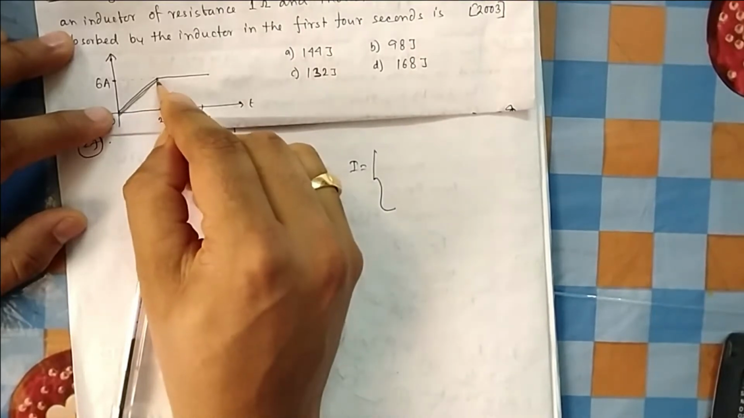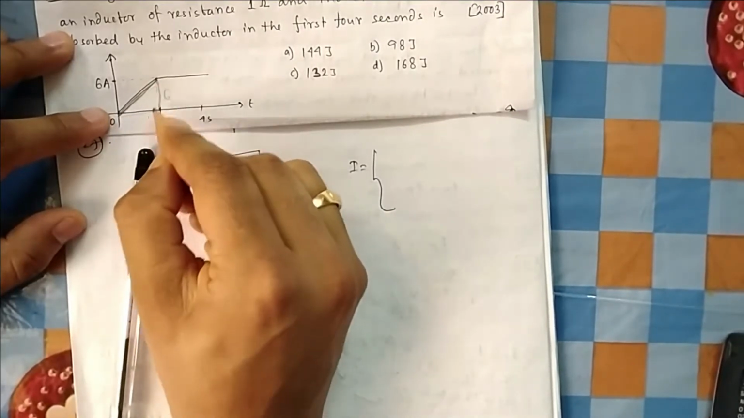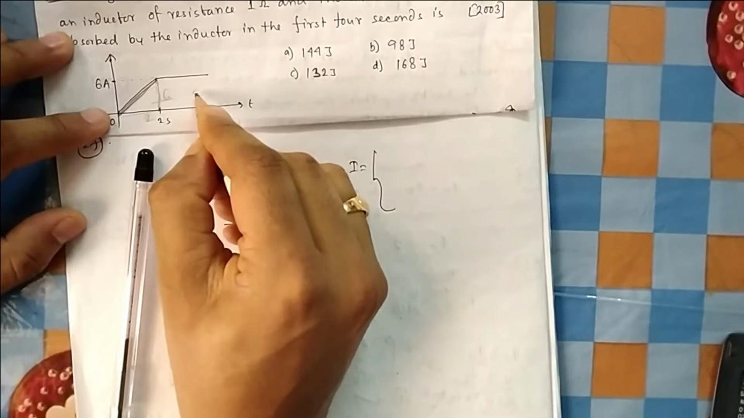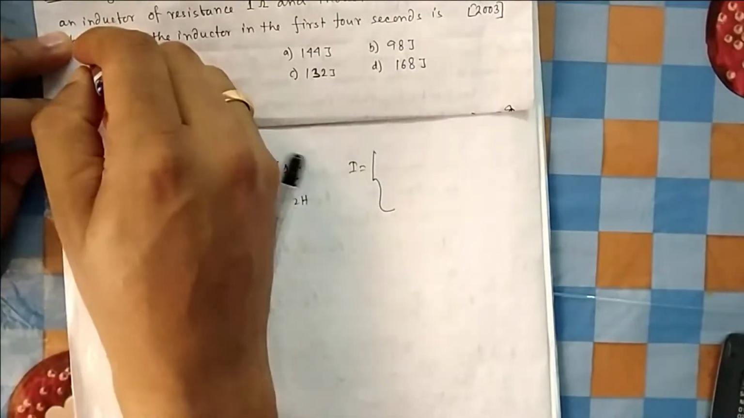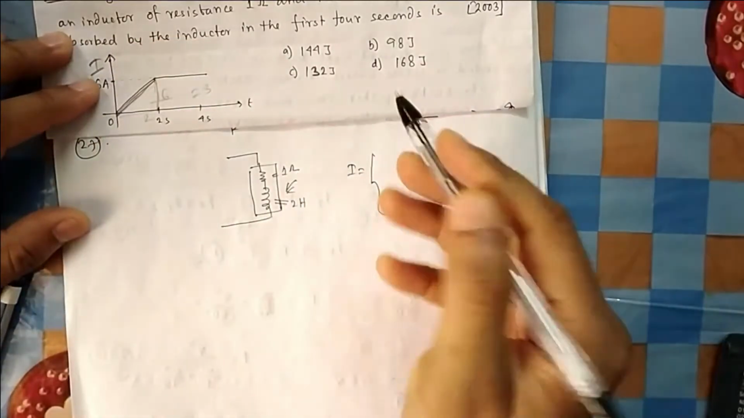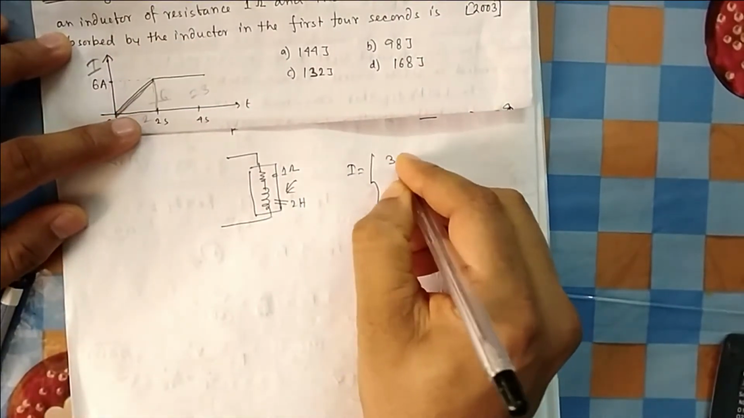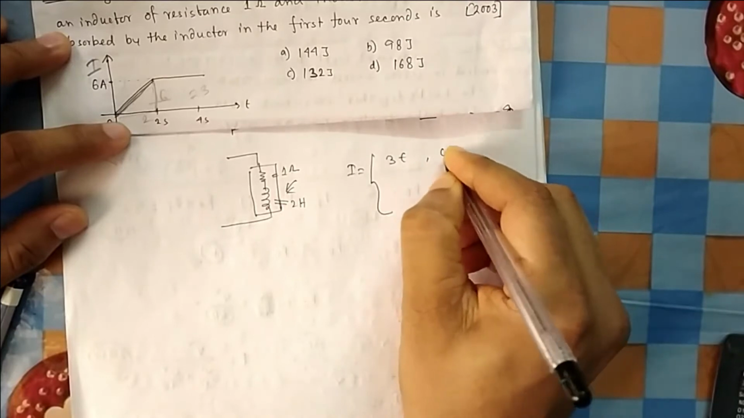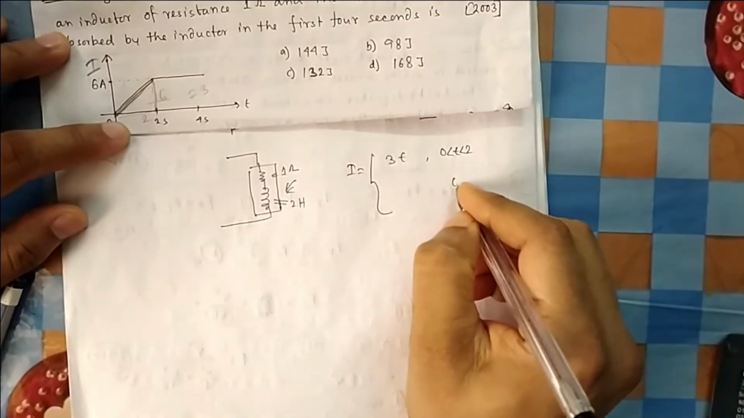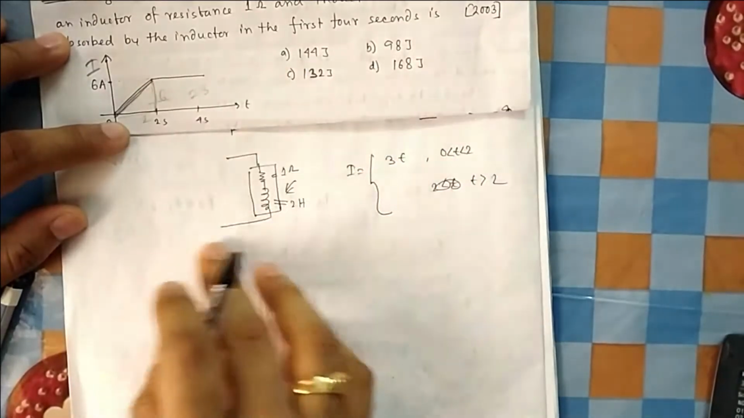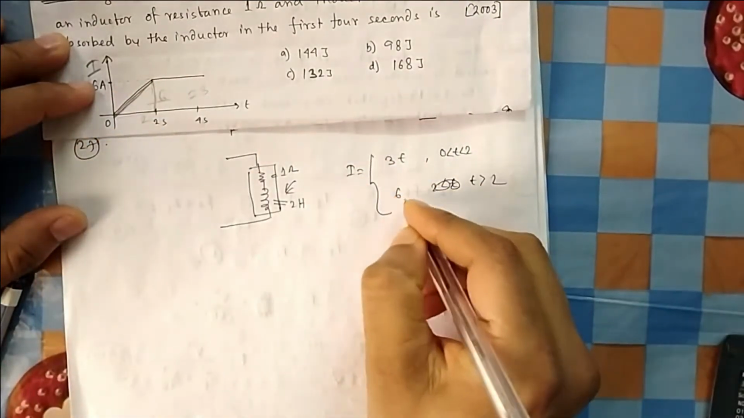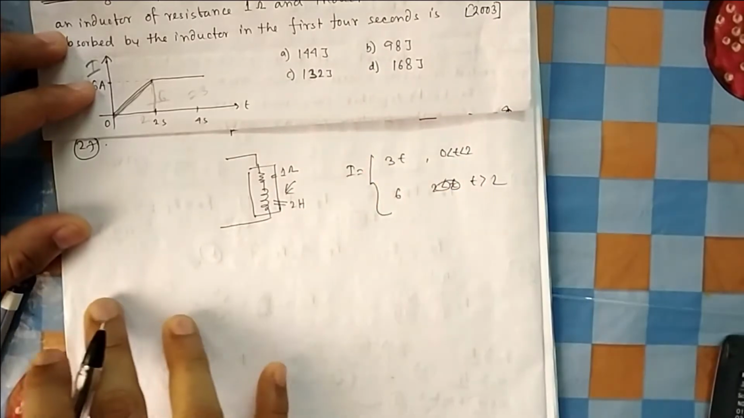So what is the m here? M is slope. Slope is this by this. This is 6, this is 2. So 6 by 2, your slope is 3. So y equal to 3x. Here y is my I, this axis is I, and this is t. So I is equal to 3t for t between 0 to 2 seconds. And if you go beyond 2 seconds, t greater than 2, then your output current is fixed at 6 ampere. So this is your I.